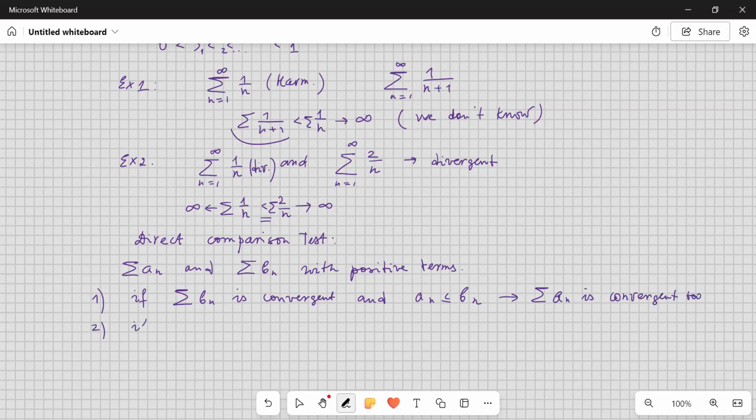Number two, if series an is divergent and an is less or equal than bn, so the bottom one, if this is divergent, then series bn is divergent too. Well, our examples are working, right? Less than convergent is convergent, greater than divergent is divergent.